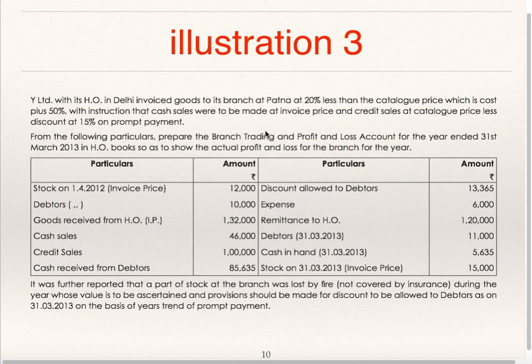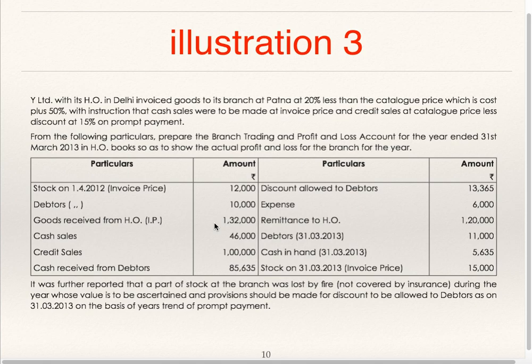This is very important. From the following particulars, prepare branch trading and profit and loss account for the year ended 31st March 13 in head office books, so as to show the actual profit and loss for the branch for the year. Stock as on 1/4/12 at invoice price 12,000. Stock is given at invoice price. Debtors on 1/4/12, opening debtors at invoice price.